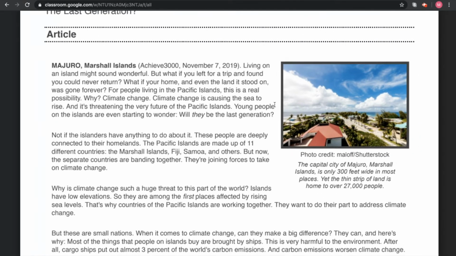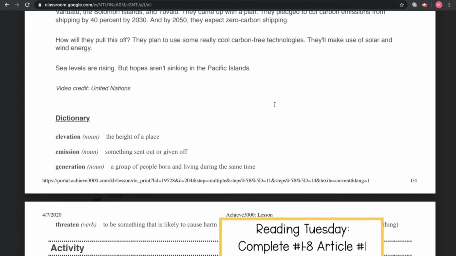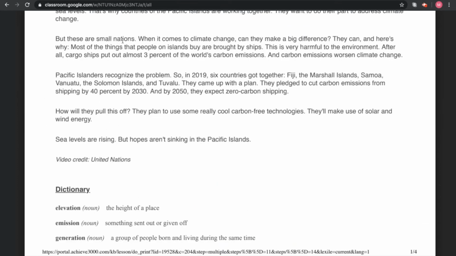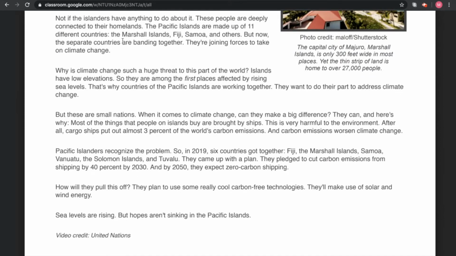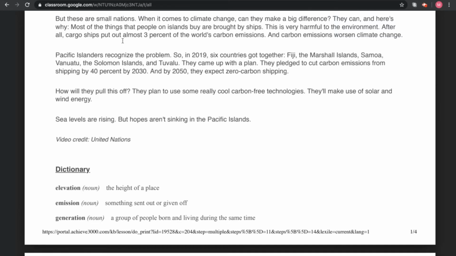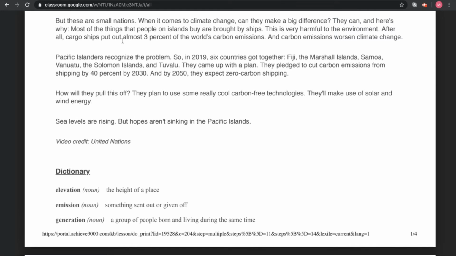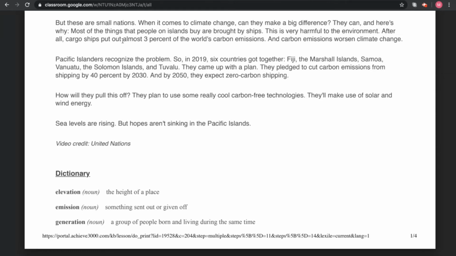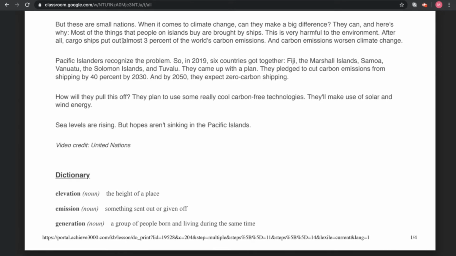So now that you've read this article with me, you want to come down and take a second to look at that dictionary, because it's going to give you words that are tricky and their definitions. So elevation means the height of a place. It told you that their elevation is not high enough, which is why they'll go underwater. That means how tall, not a person is, but a place is. If you go up to the mountains, you might hear your parents say, oh, we're at 300 feet elevation, or your ears start popping in the airplane when you're at a certain elevation, which means how high you are.